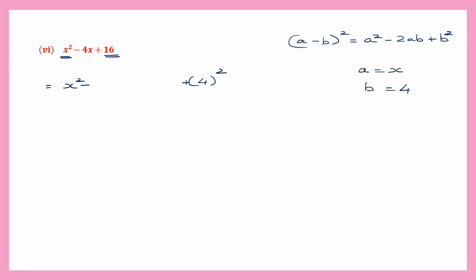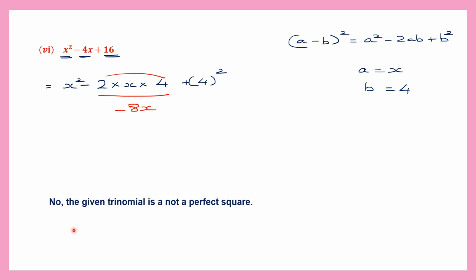Now we have to write minus 2ab. Let's work this out and see whether we get minus 4x. 2ab, 2 into a, which is x, into b, which is 4. So let's work it out and see. 2 4s are 8, 8x. We're getting minus 8x, whereas in the question we have minus 4x. So what does this tell us? That this trinomial also is not a perfect square. So let's write our answer there. No, the given trinomial is not a perfect square.